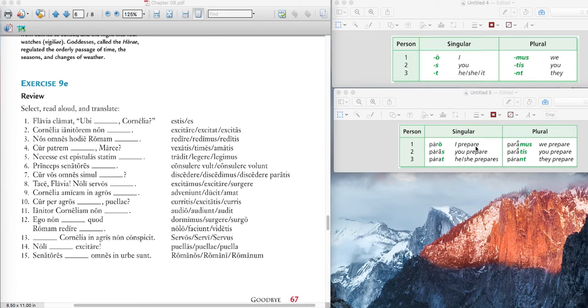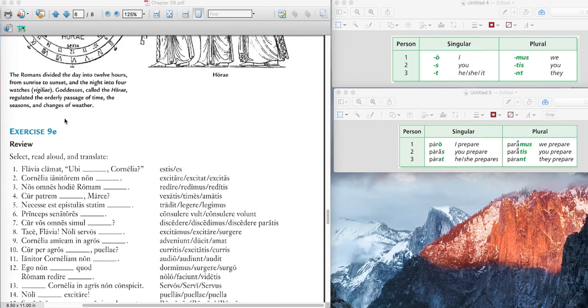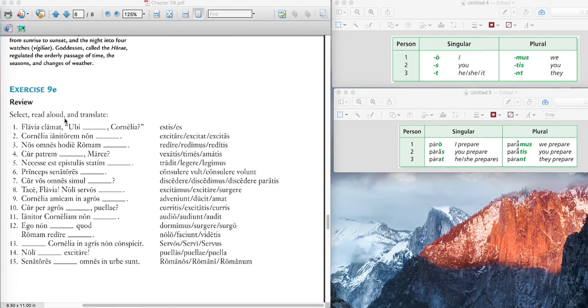So those are the critical things here, and enough of you are not noticing that I really thought I should spell this out clearly. So O, S, T, mus, tis, nt. First, second, third singular. First, second, third plural. So let's see how this works when we use them in sentences.